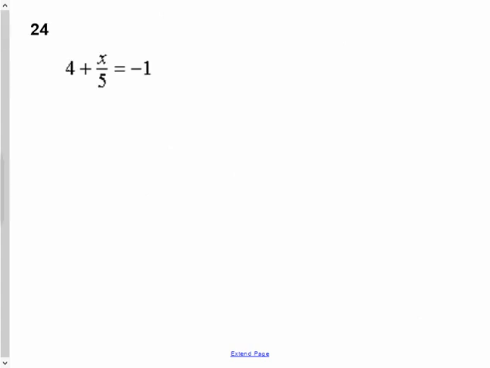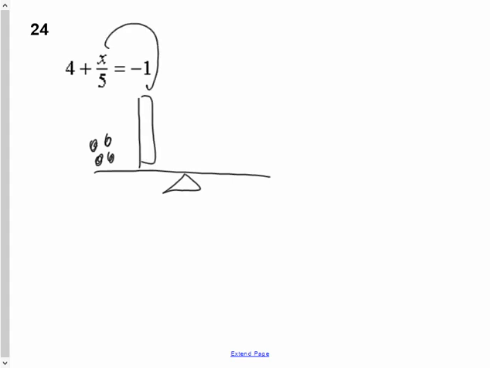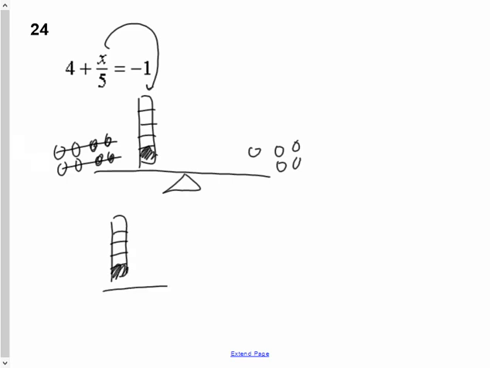And your last question, question 24, says 4 plus a fifth of x. That's a little bit longer. So 4. Now a fifth of x looks like this. Equals negative 1. First thing I'm going to get rid of is my constant, and as you'd be told, the constant's 4. So I'm going to put a negative 4 on this side and a negative 4 on the other, leaving me with a fifth of x is equal to negative 5.